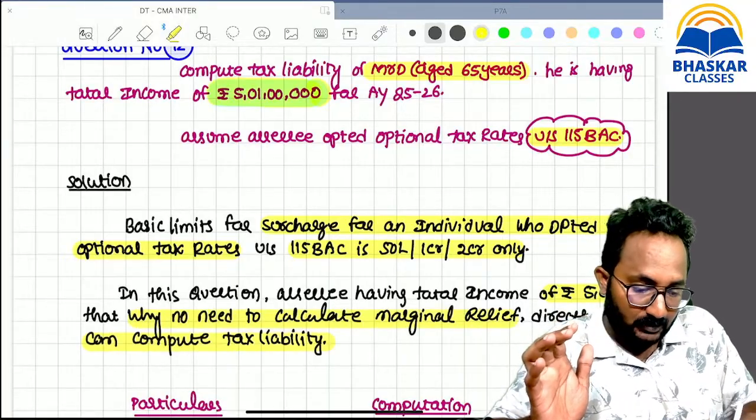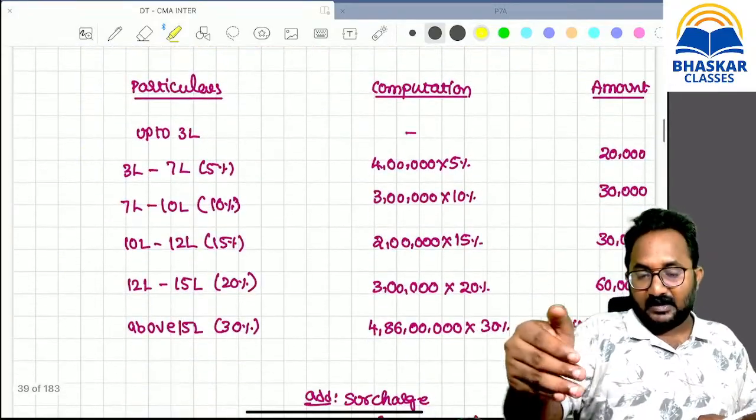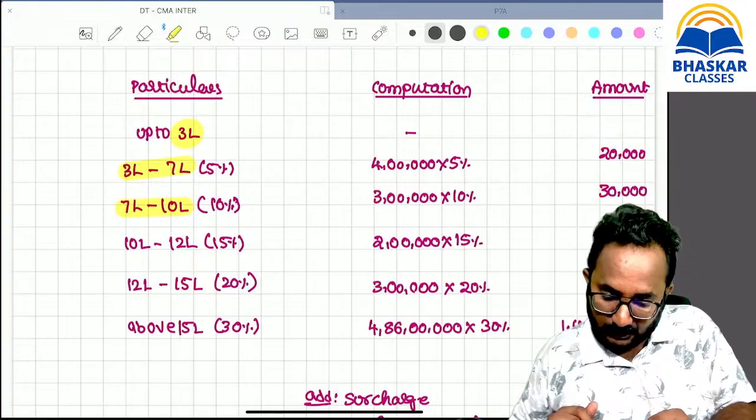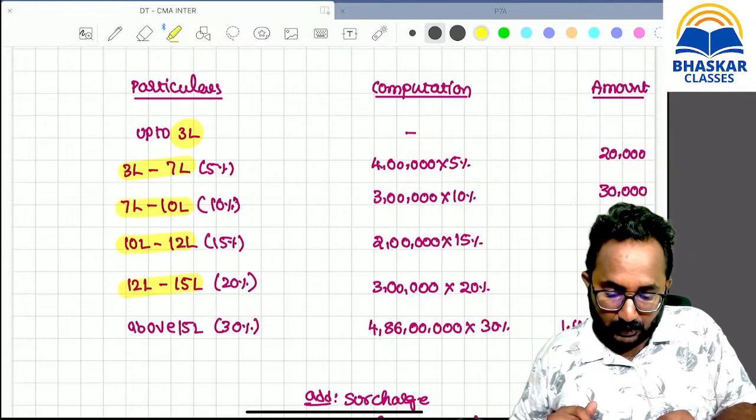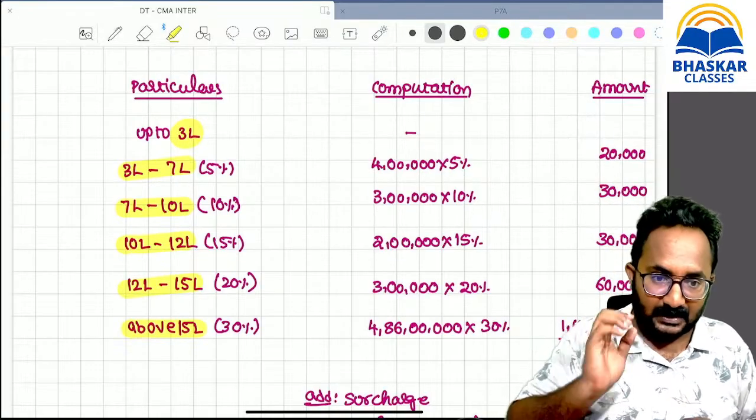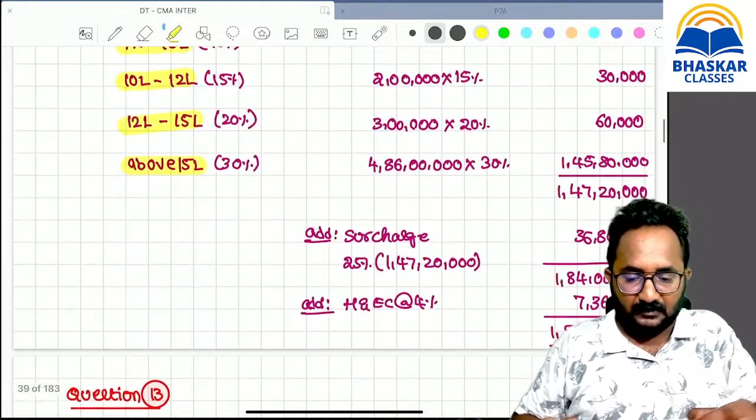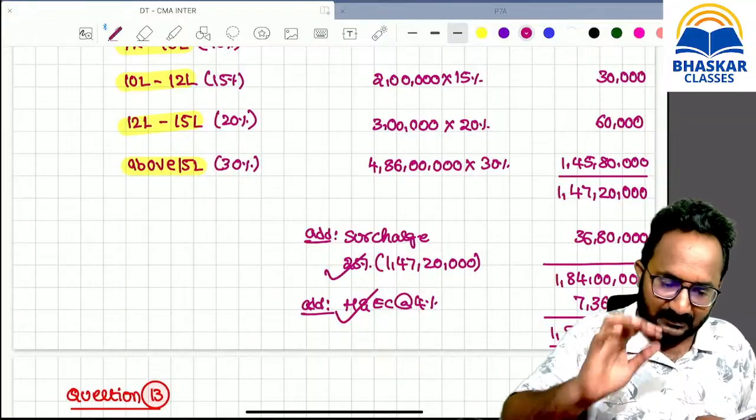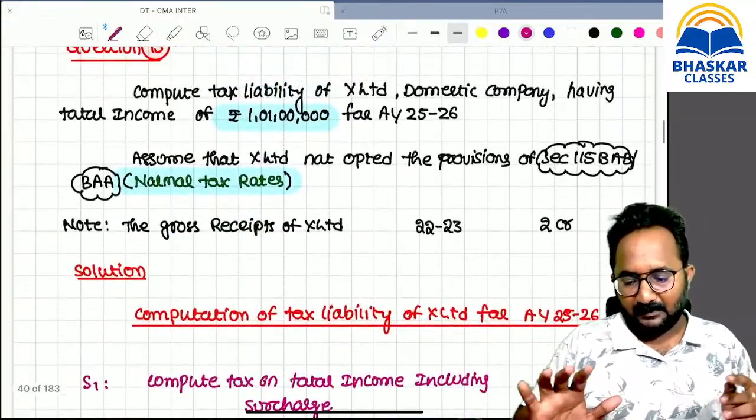Directly we compute the tax liability using the slabs: 3 to 7 lakh, 7 to 10 lakh, 10 to 12 lakh, 12 to 15 lakh, above 15 lakh. Are you clear? Then you can add the surcharge, and add health and education cess, and you will get the tax liability. So this is the same thing.